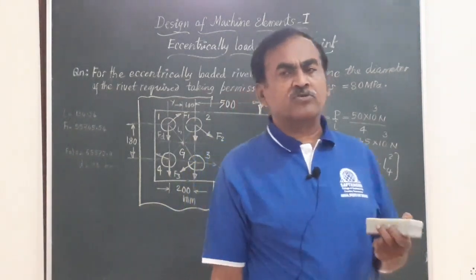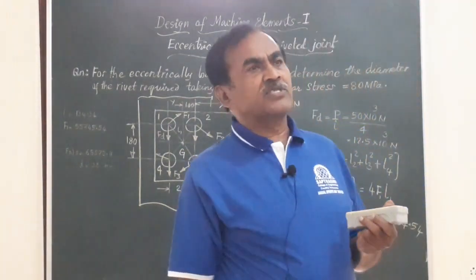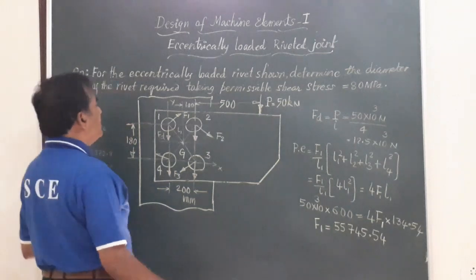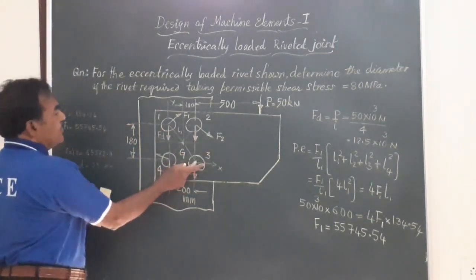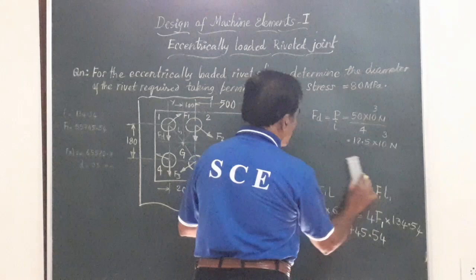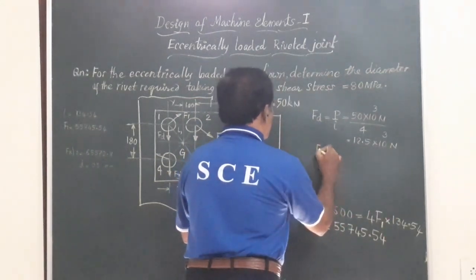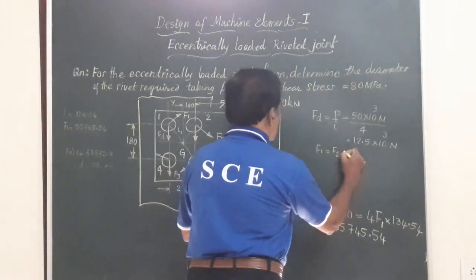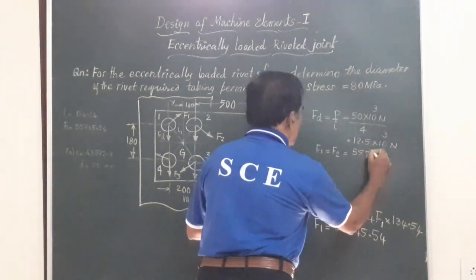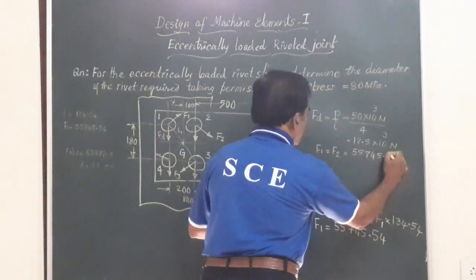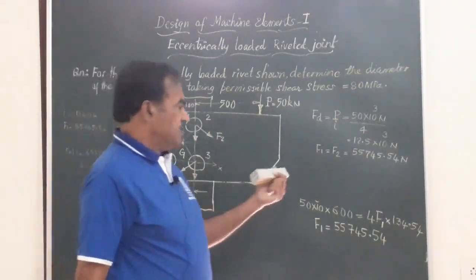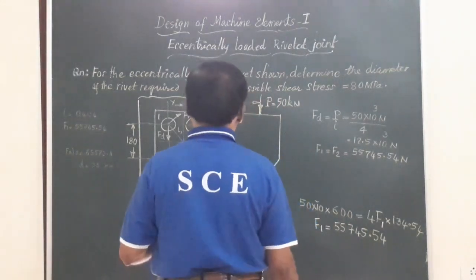Friends, you know the secondary loads are directly proportional to the distance of those rivets from the center of gravity, and in this particular problem, L1 is equal to L2 is equal to L3 is equal to L4, and hence we can say F1 is equal to F2 is equal to F3 is equal to F4, the same value, 55,745.54 Newton.